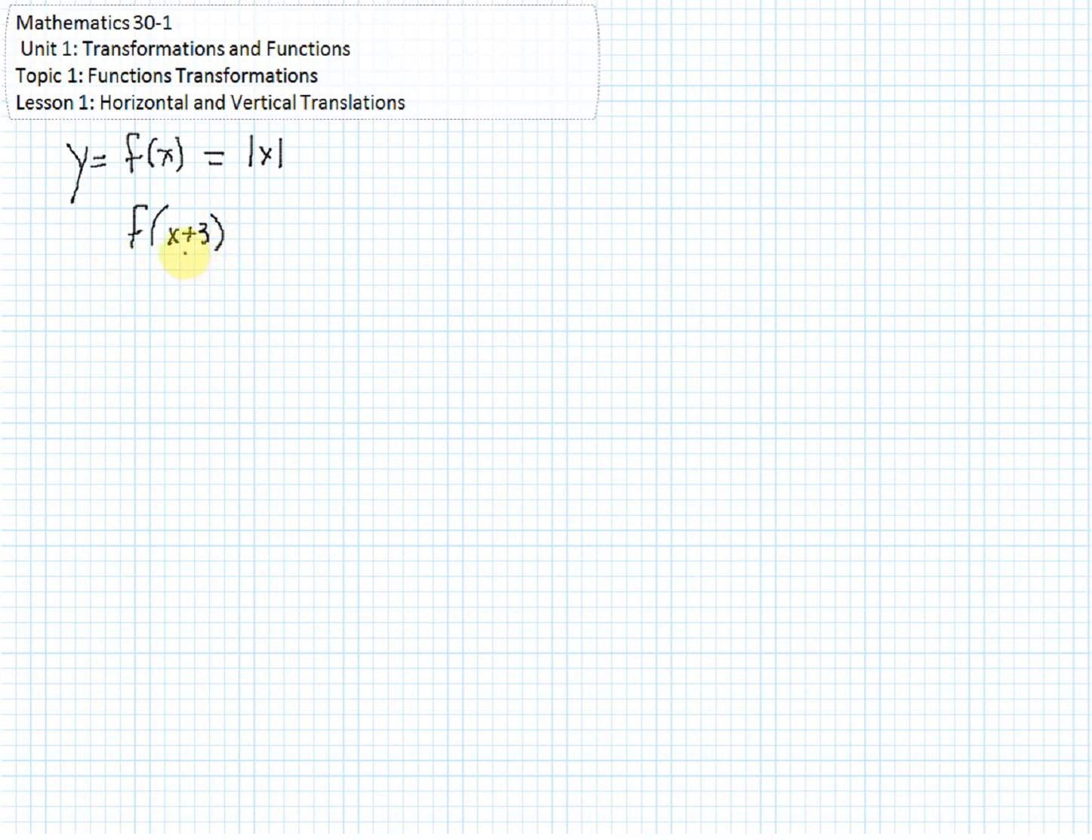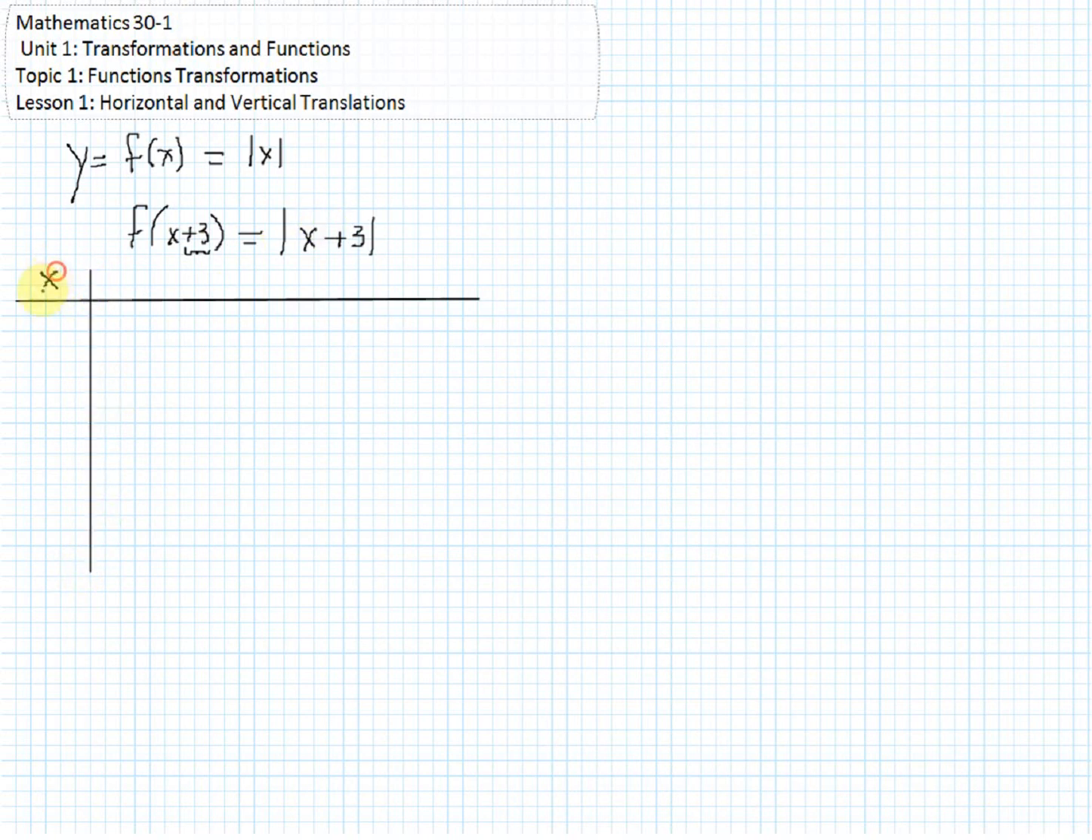So the parameter plus 3 is inside of the function, and that looks as the absolute value of x plus 3, like so. So to look at this, we're going to start with, again, a table of values. We'll set that up. We've already graphed the function absolute value of x, so we won't graph that one again. We're going to go on to doing the absolute value of x plus 3.